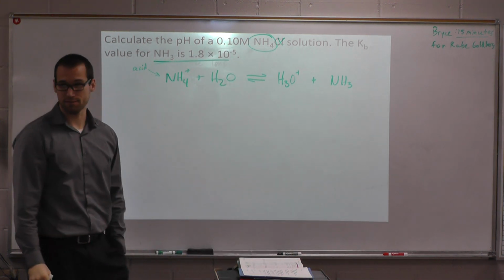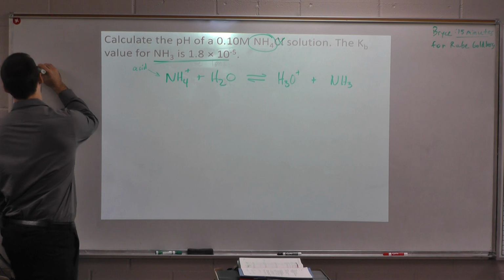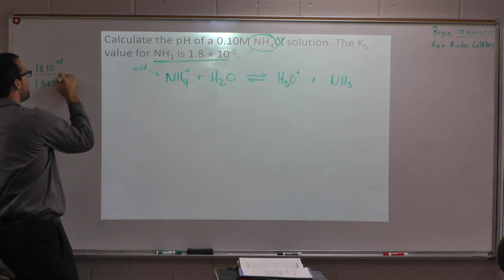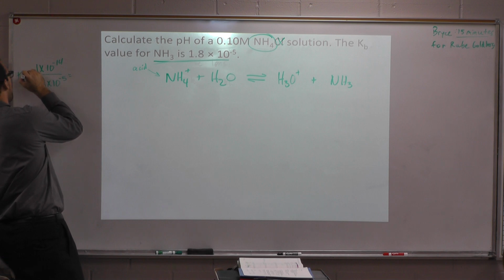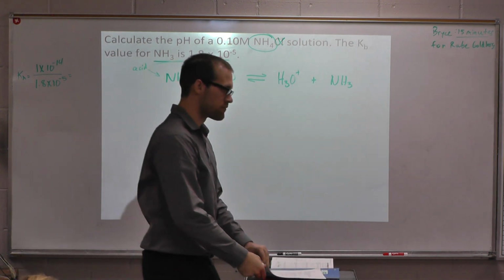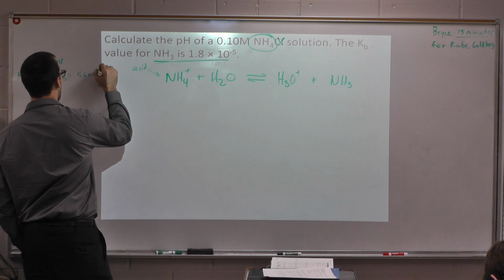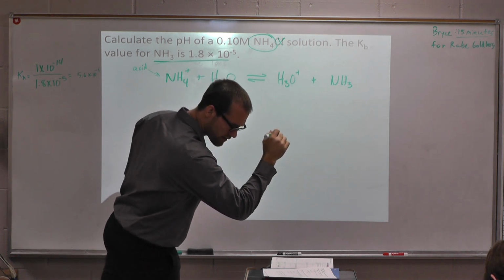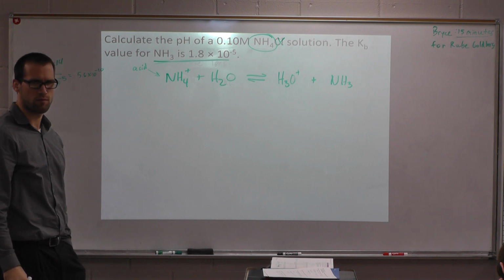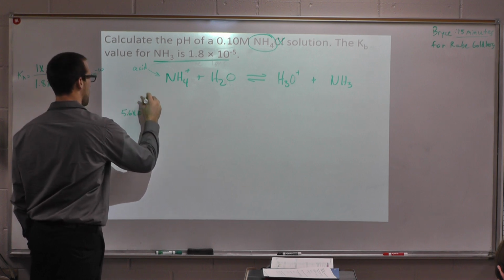So if it's going to act like an acid, I'm going to need the Ka, correct? They didn't give me the Ka, but they gave me the Kb of its conjugate, so we can do what? Divide 1 times 10 to the negative 14 by 1.8 times 10 to the negative 5. I think it's 5.6 times 10 to the negative 10. Yes. Okay. There's my Ka. Everything's a 1-to-1 ratio.